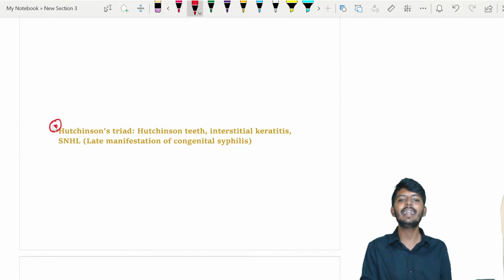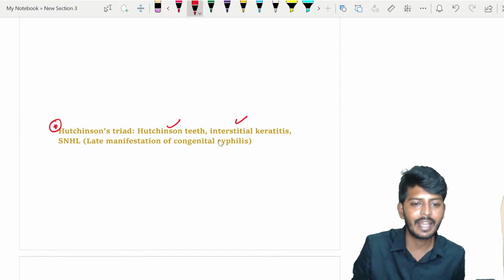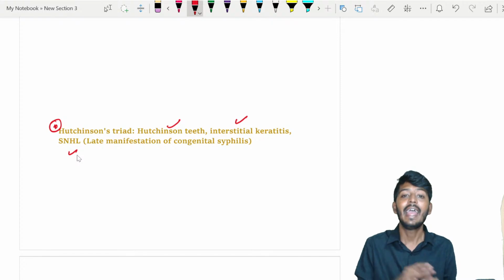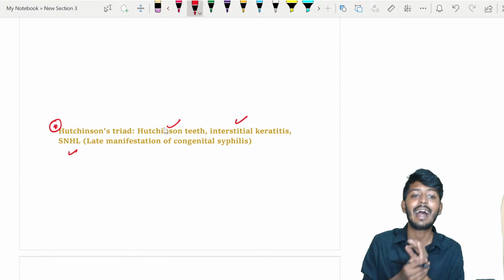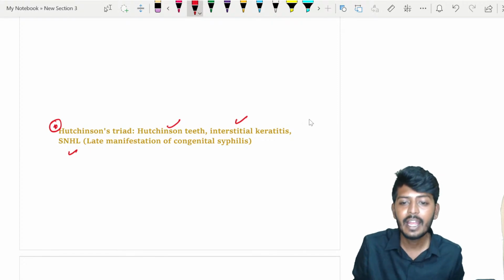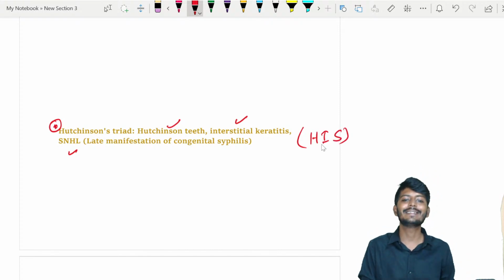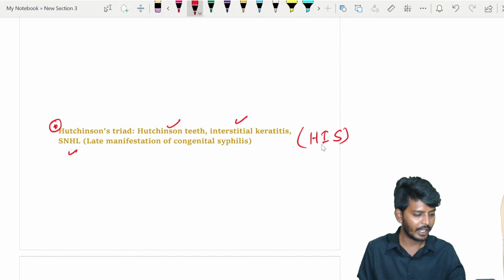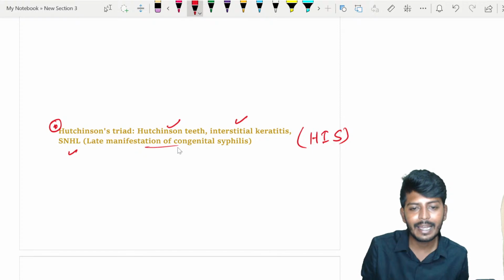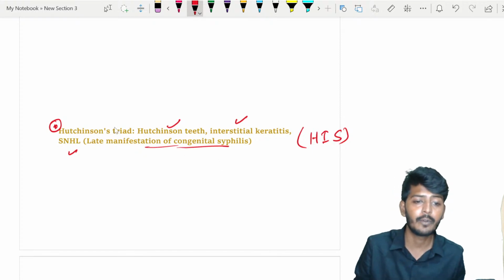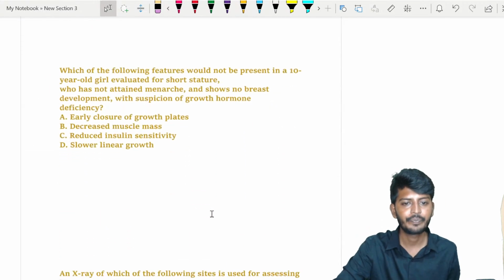Hutchinson triad, children. What is that? Repeat with me. Hutchinson triad: Hutchinson teeth, interstitial keratitis and SNHL. SNHL is a late manifestation. So please remember, that is Hutchinson's triad. You can remember it with the mnemonic HIS: Hutchinson teeth, interstitial keratitis, and SNHL. SNHL will be a late manifestation, so please do not get confused. It's a very, very important question. Let's continue to the next question.